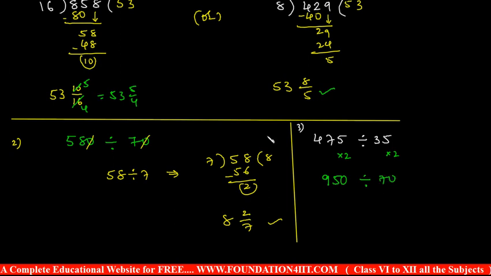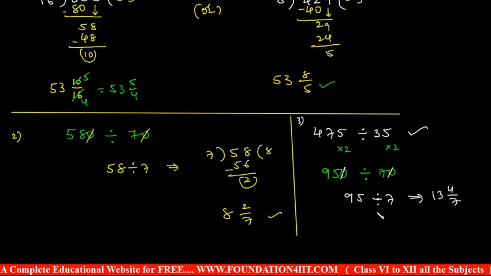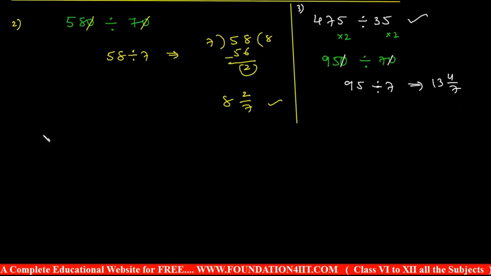So what we can notice, just you can remove this 0: 95 divided by 7. Directly we can do. In this also we will get 13, 4 by 7. Just reduced. Whatever answer we get for this, the same answer for 95 divided by 7 also. Same concept we can apply. Even if one is 0 and one is a multiple of 5, the same concept will apply.